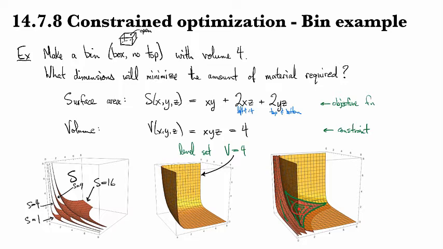That's going to be the smallest surface area, so the level set of the surface area function corresponding to the smallest value that is still touching the constraint on the volume there. Okay, so that's what it looks like conceptually and geometrically. Now, how do we go ahead and solve this?